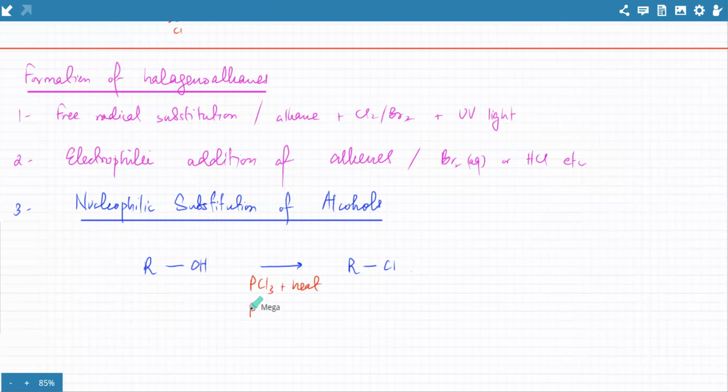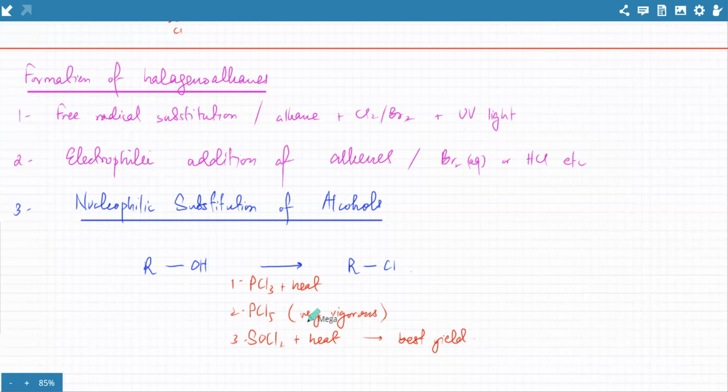You could also use PCl5, but for PCl5 the reaction is highly explosive or very vigorous. Or you could use SOCl2 plus heat. This one gives the best yield. So these are the three reactions, number 1, 2, and 3.